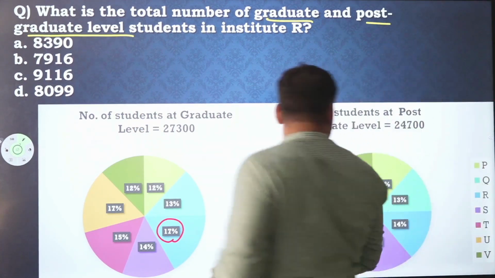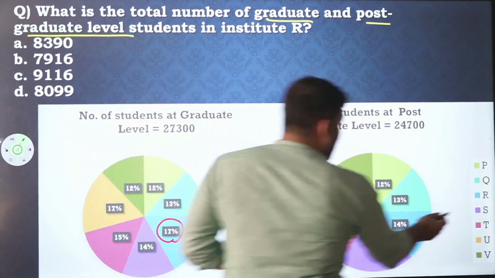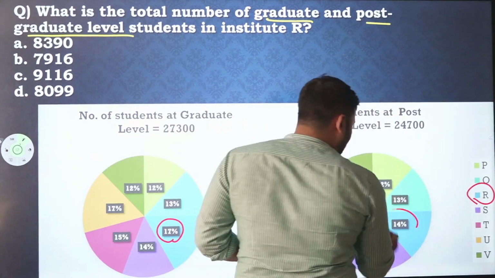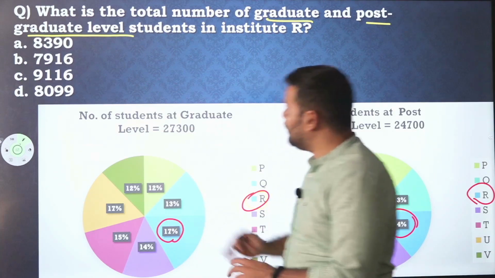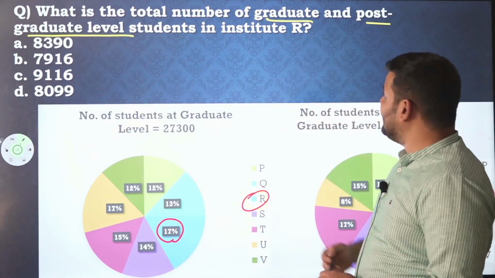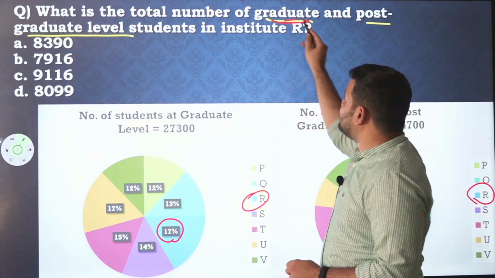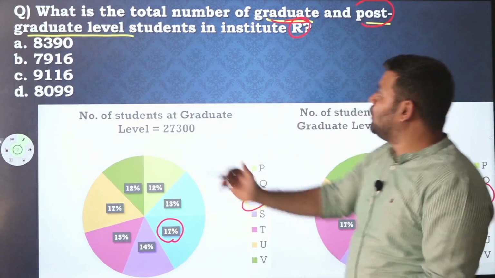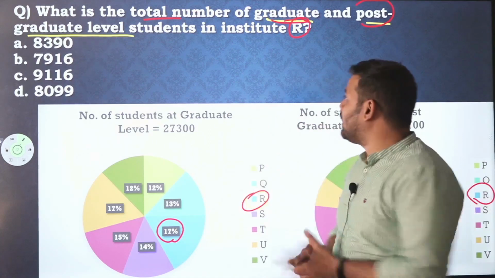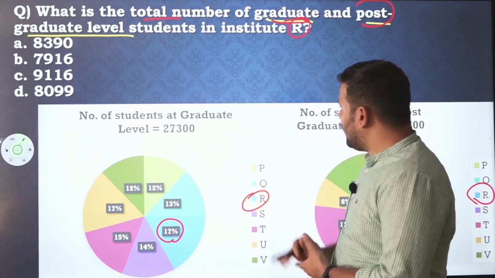Okay, and here they've asked about R. R again here is 14%. Okay. Now, if we come to this particular part, first let us find out the graduates in R. Then let us find out the postgraduates in R. Add all of them, you will get the total number. As simple as that.